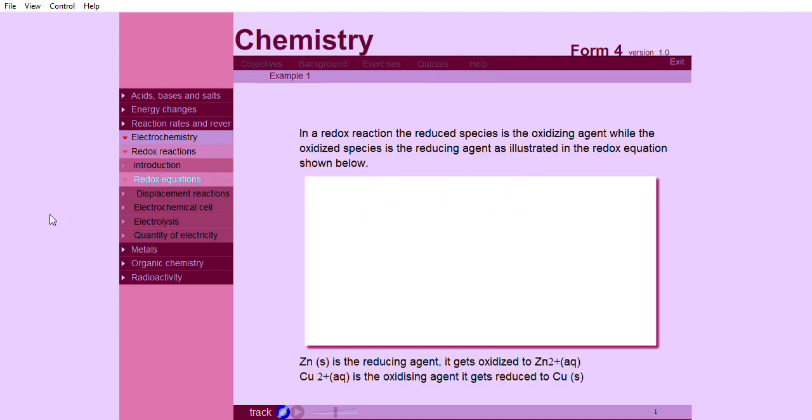In a redox reaction, the reduced species is the oxidizing agent, while the oxidized species is the reducing agent, as illustrated in the redox equation shown below. Zinc in solid form is the reducing agent, and it gets oxidized to zinc ions in aqueous form. Copper ions in aqueous form is the oxidizing agent, and it gets reduced.